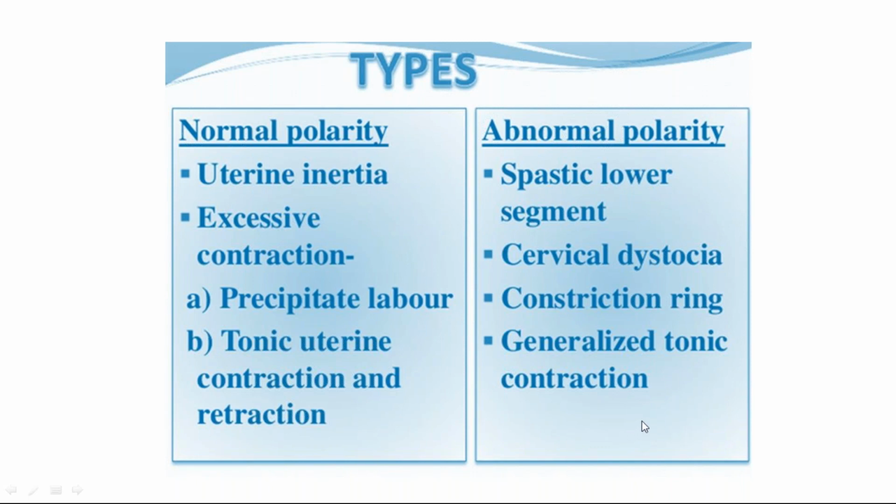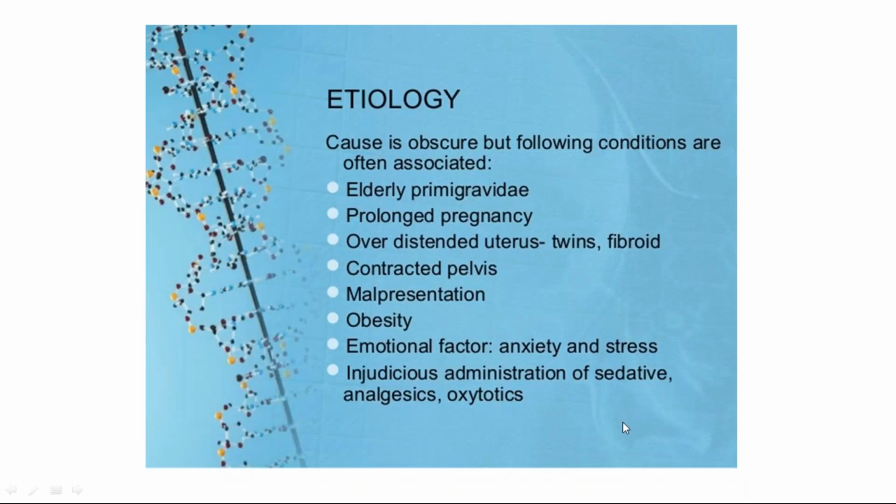So you can divide abnormal uterine action even like this also. Normal polarity and abnormal polarity, hypoactive and hyperactive. So the causes for abnormal uterine action are almost the same. In most of the cases we don't know the cause, it is obscure, but the following conditions are supposed to be associated with abnormal uterine action, any type of uterine action for that matter. Like elderly primis and prolonged pregnancies, that is past dates or post-dated pregnancies.